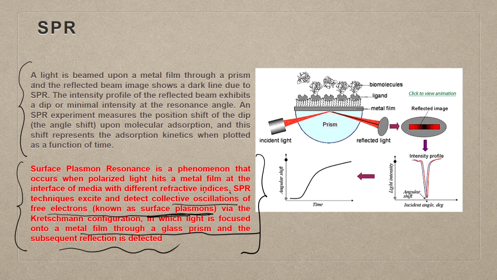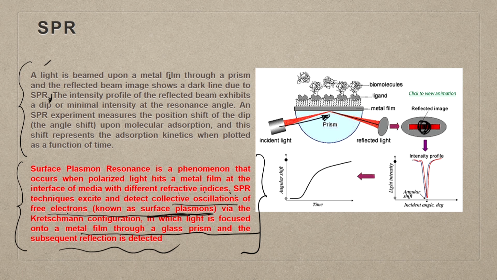So, now when a light is beamed upon a metal film through a prism, putting a light beam out here shows a dark line due to SPR. So, you observe a dark line in the reflected image, there is a dark line out here. Now, this dark line configuration actually changes. How it changes is the catch, and that dark line is originating because of SPR.